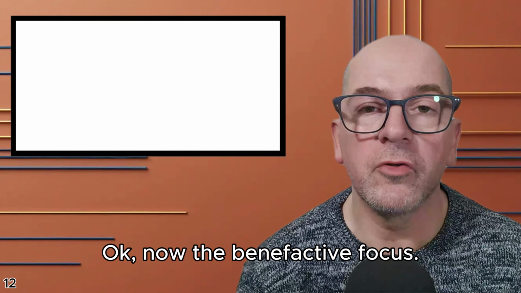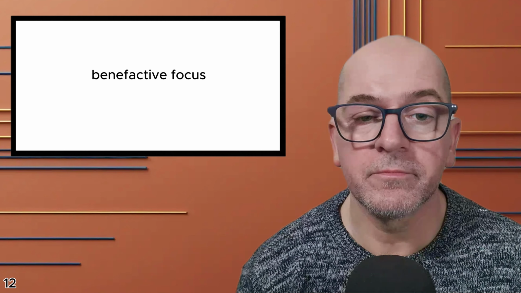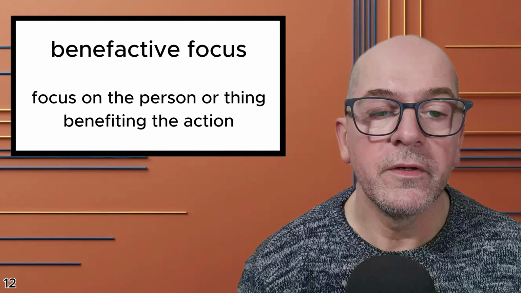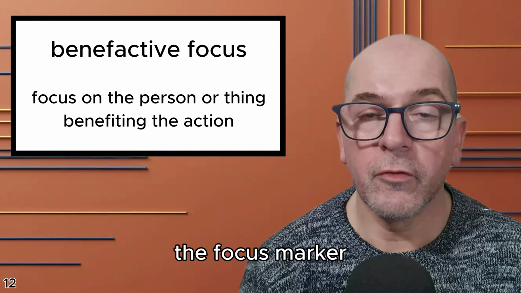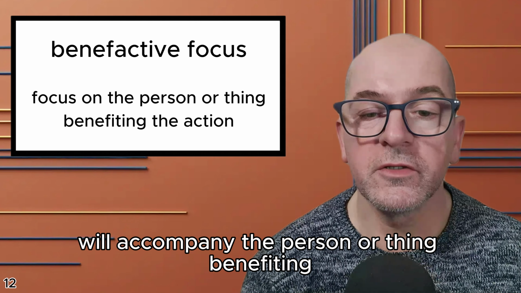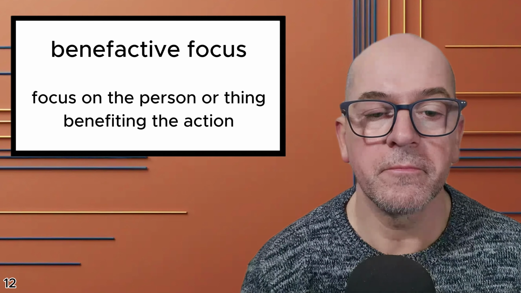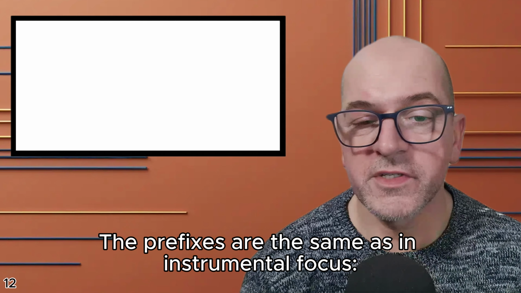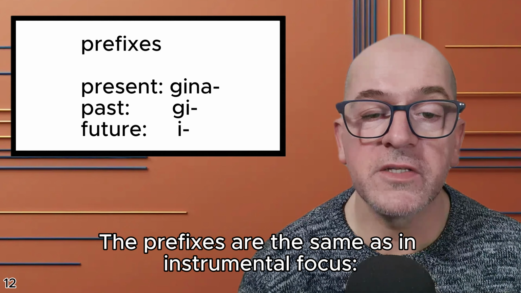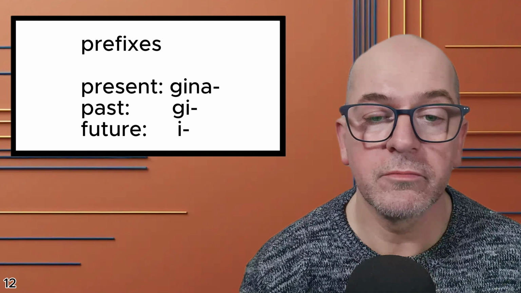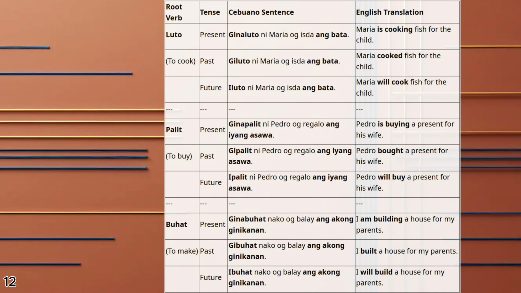Okay, now the benefactive focus. Here, ang, the focus marker, will accompany the person or thing benefiting the action. For who is it? The prefixes are the same as in instrumental focus. Gina, gi, and i. Right, and you have another table with some example sentences.